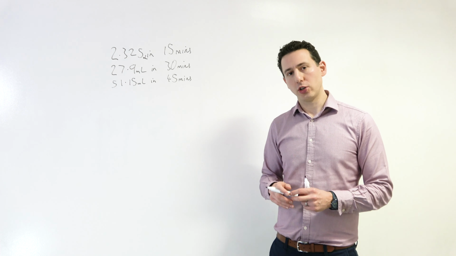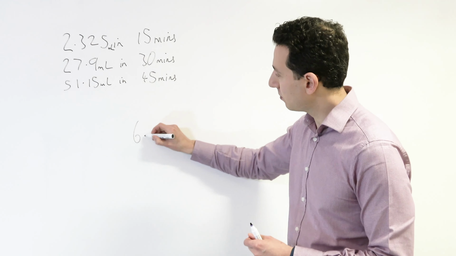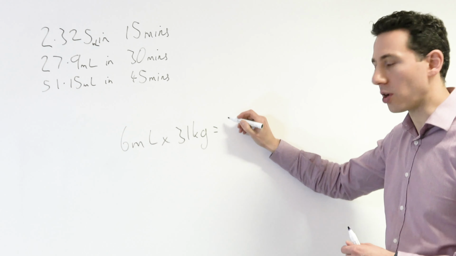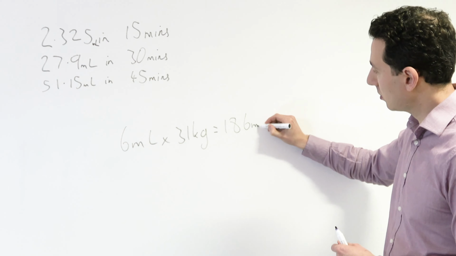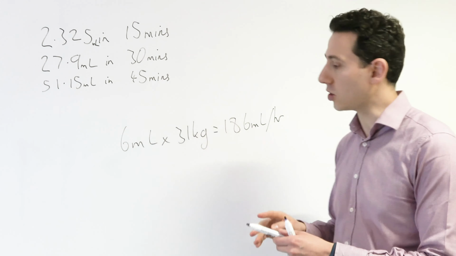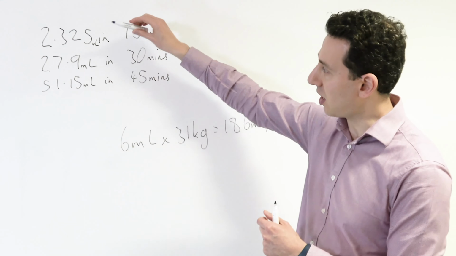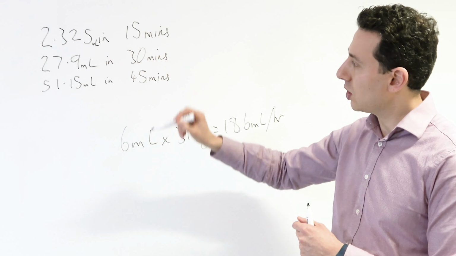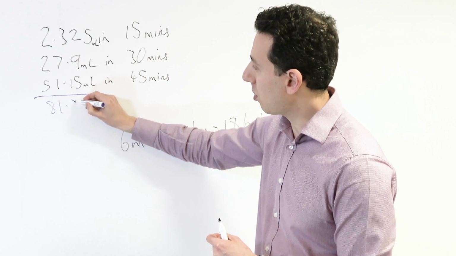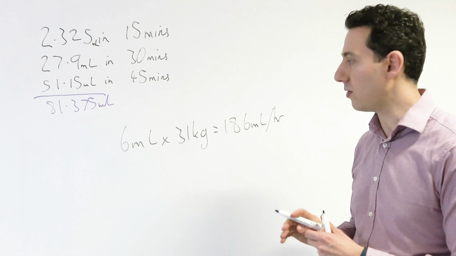So the final infusion rate we're looking at here is the 6 mils times the 31 kilograms, and that gives us 186 mils per hour. But of course, the question doesn't tell us how long we're going to give that for. So what we need to do is look back to our total volume, which was 155 mil. And from that total, we have to deduct these 3 volumes. So if we add these together, that gives us a total of 81.375 mil. And we started off with 155 mil.